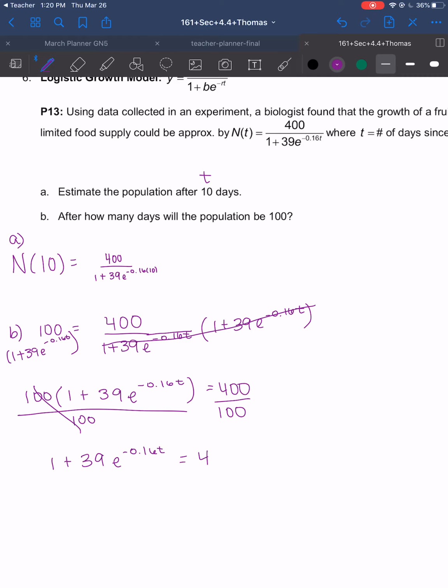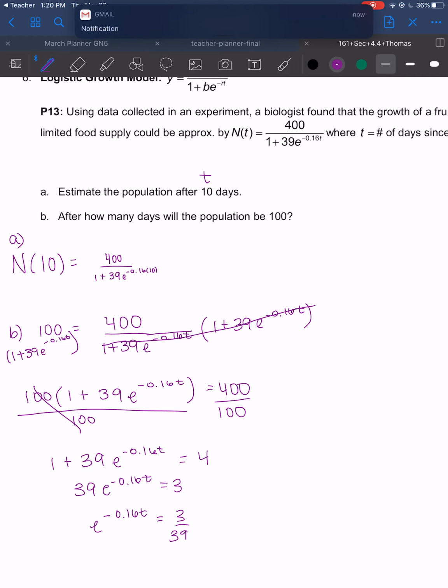Okay, and then I'm going to subtract 1. So I have 39 e to the negative 0.16 t equals 3. Now I'm going to divide by 39. So I have e to the negative 0.16 t equals 3 over 39. That is not a nice fraction. It's not one we really know, so I'm not going to deal with that one. I was just going to leave it like that for now.